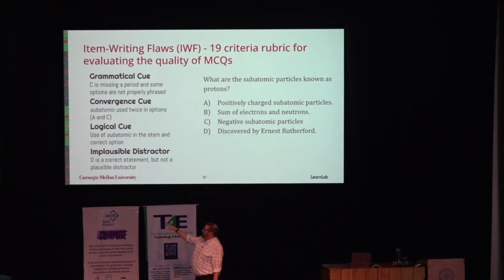And things like, is there a grammatical cue? And here's a question over here. And you can see in this question, there's no period at the end of C, so that might be something that would be a cue. And then the convergence cue is where the word subatomic is showing up twice. Logical cue where subatomic's in the stem of the question and also in some of the options, and then like an implausible distractor, which just doesn't make sense, right? That distractor. And there's 19 of these. I didn't put them all in here, but you can look it up.